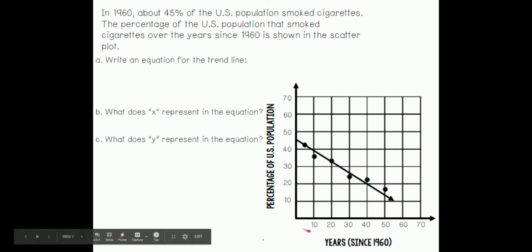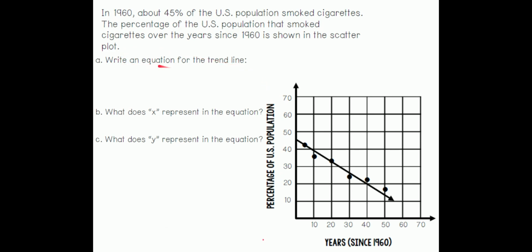As you can see, the x represents the years since 1960. So this is not year 10 and year 20. This would be 1960 over here, and this would be 10 years since 1960, which is 1970, 1980, 1990, 2000, and so on. So it's just important to know: 10 years since 1960, 20 years, all the way up to 70 years since 1960. The y-axis represents the percent of the U.S. population who smokes. So let's write an equation for this trend line.